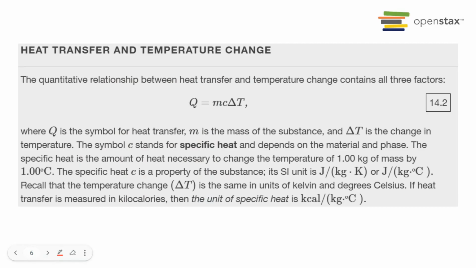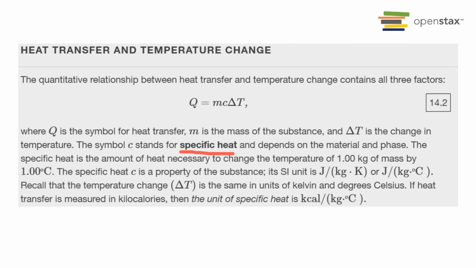So let's go ahead and try to do some math on that. The relationship is between Q, which is the symbol for heat transfer, m, the mass of the substance, and delta T, which is just the change in temperature. The symbol C stands for the specific heat, and that specific heat depends on the material and phase. Specific heat is the amount of heat necessary to change the temperature of 1 kilogram of mass by 1 degree Celsius. The specific heat C is a property of the substance itself.